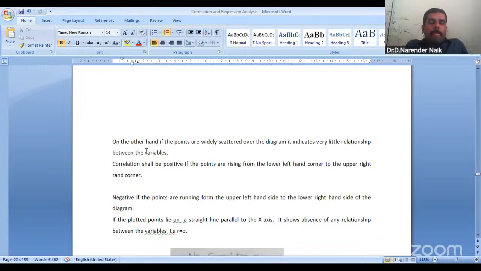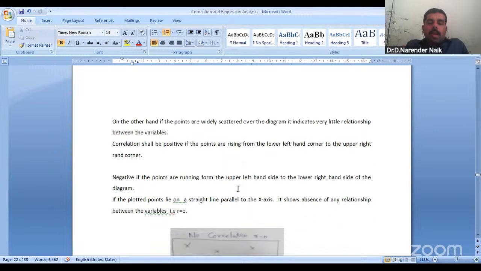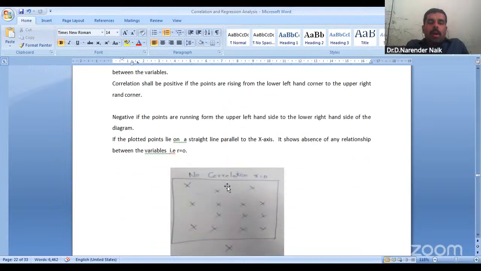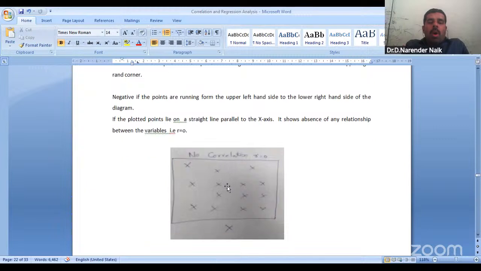On the other hand, if the points are widely scattered over the diagram, it indicates very little relationship between the variables. Correlation shall be positive if the points are rising from the lower left hand corner to the upper right hand corner. If the plotted points lie on a straight line parallel to the x-axis, it shows absence of any relationship between the variables. That is, r is equal to 0. We can say that there is no correlation.